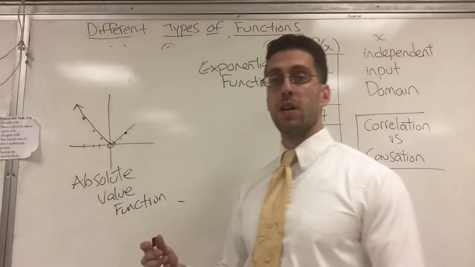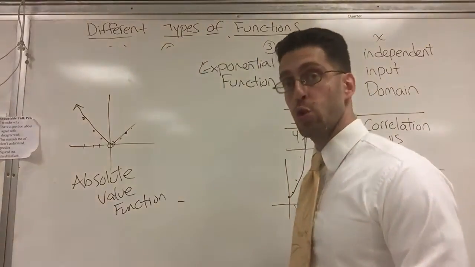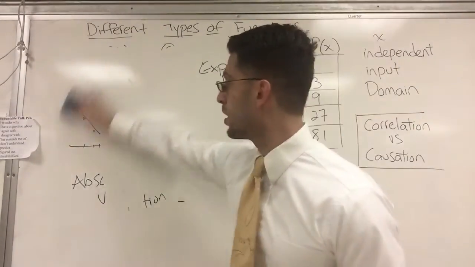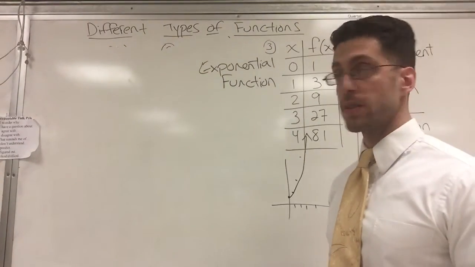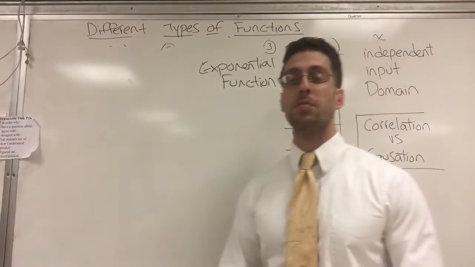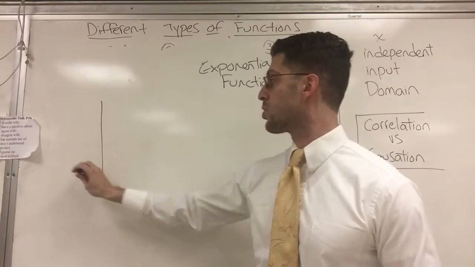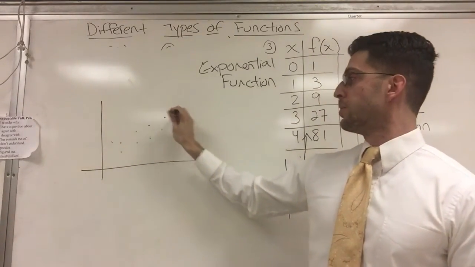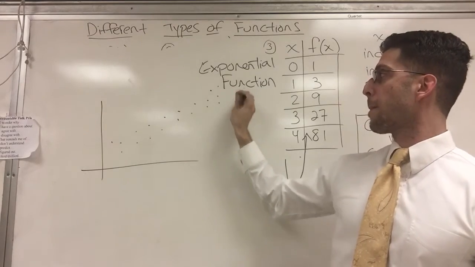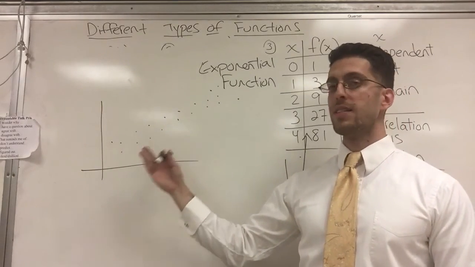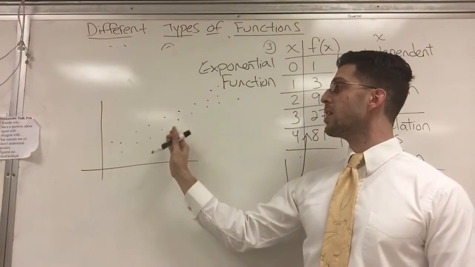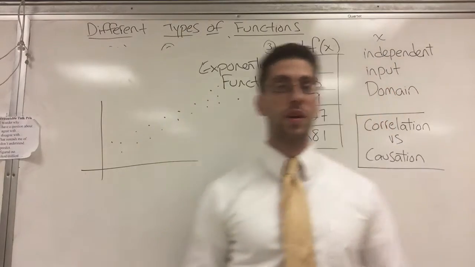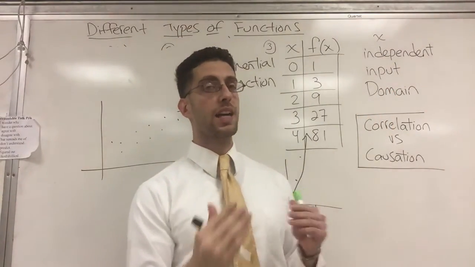I want to make a quick connection to scatter plots. Scatter plots might give you 100 points. See, I only gave you like 5 or 6. And you sit there and you plot 100 points. And it comes out something like this. That's not a perfect straight line, but it does go up. So it's not linear, but it's kind of linear.